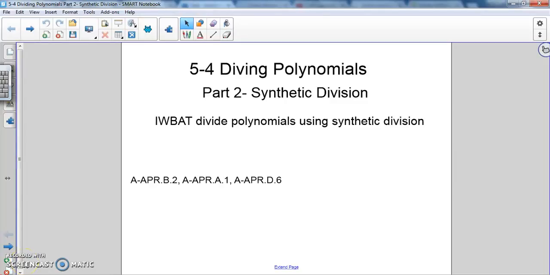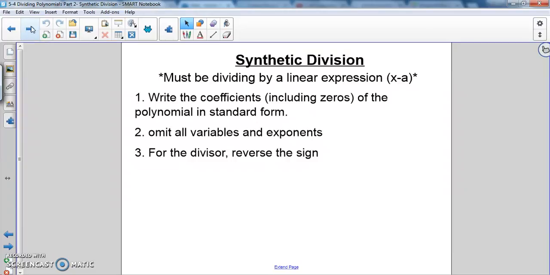Okay guys, today we're going to do 5-4, dividing polynomials part 2, synthetic division. So you will be able to divide polynomials using synthetic division. Synthetic division, overall: we must be dividing by a linear expression, x minus a. So that is the key in order to use synthetic division.